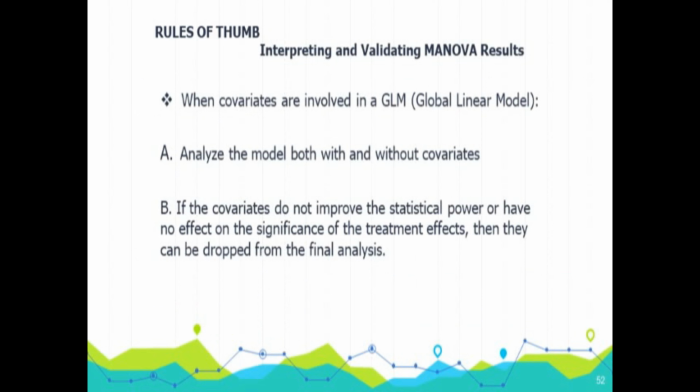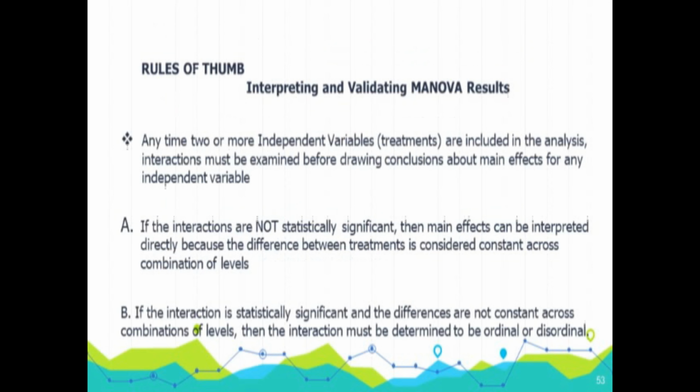How are we going to interpret and validate MANOVA results? When covariates are involved in a general linear model, we analyze the model both with and without covariates. If the covariates do not improve the statistical power or have no effect on the significance of the treatment effects, then they can be dropped from the final analysis.